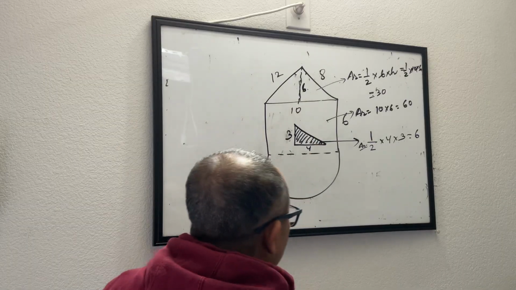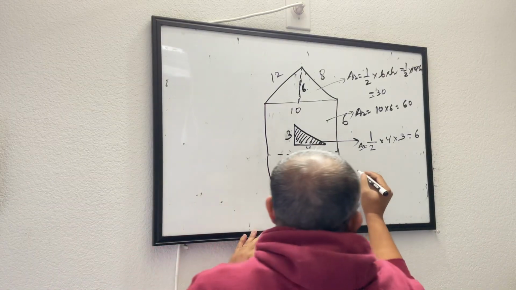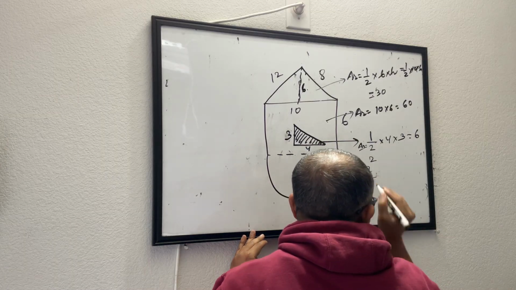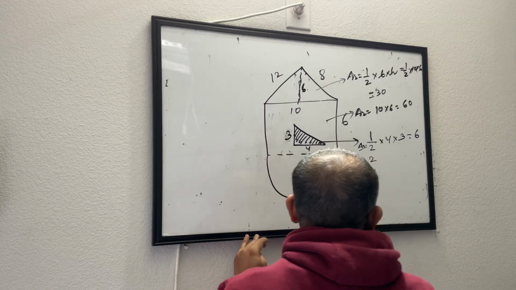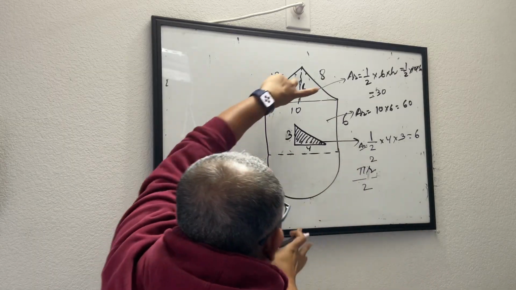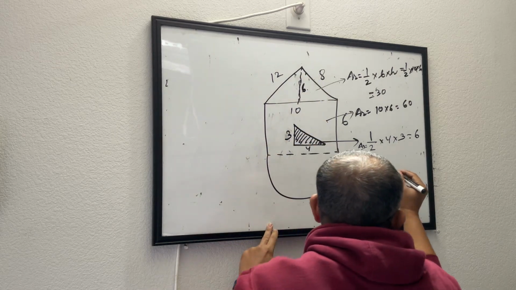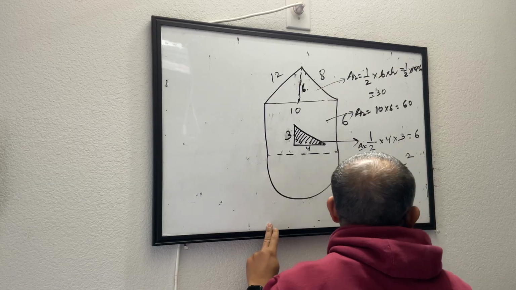Now let's look at the area of this semicircle. Circle's area is pi r square. Semicircle's area will be pi r square divided by 2. Pi r square divided by 2. What is the radius here? This whole thing is 10. So radius will be half of that, that is 5. So pi into 5 square by 2.